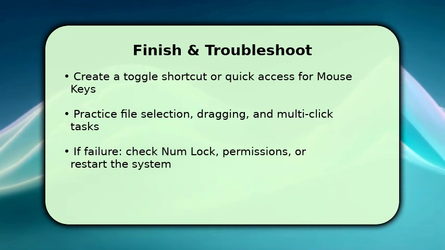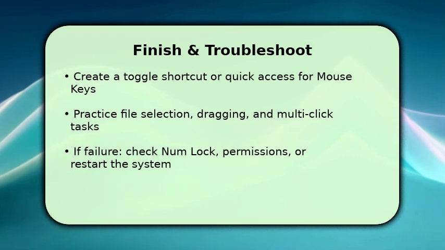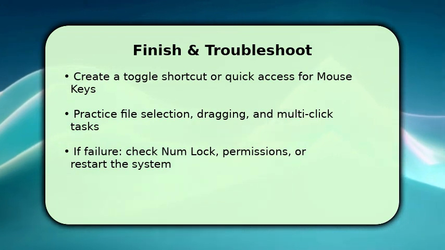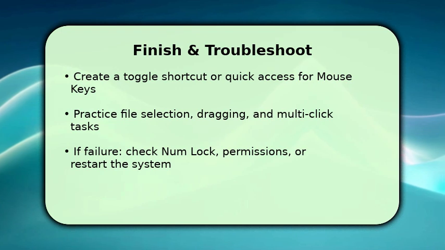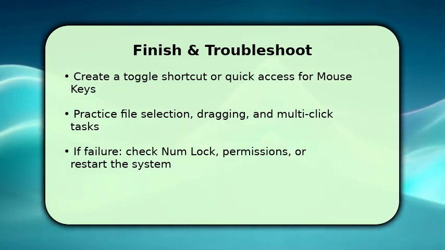If things go wrong, first confirm numlock state, then ensure accessibility or input permissions are granted to the feature or app, and reboot if necessary. If pointer jitter persists, reduce acceleration and increase delay until movements feel stable.